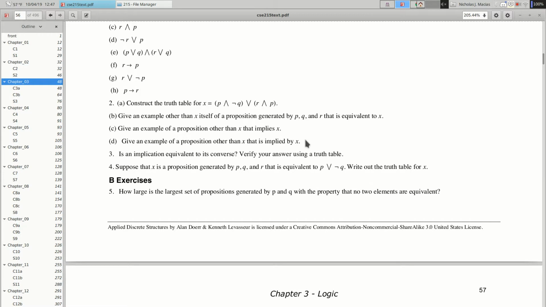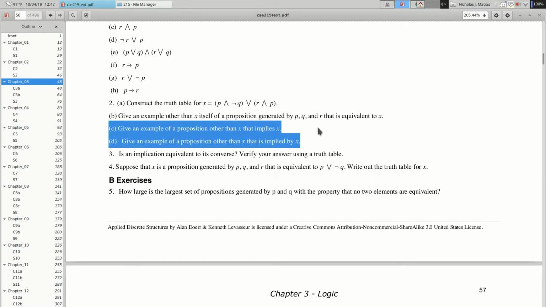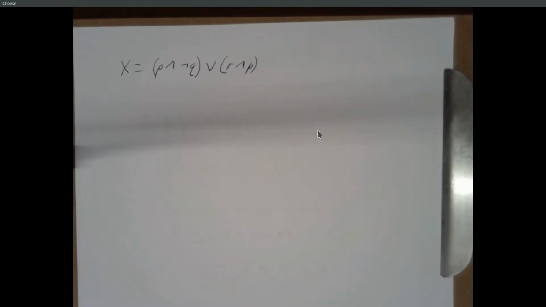Yeah, so I want to talk about implications separately, but let me just give you an idea. Give an example of a proposition other than X that implies X. So X is this weird three-part thing, P and not Q, or R and P. All right, we want an example of a proposition other than X that implies X.